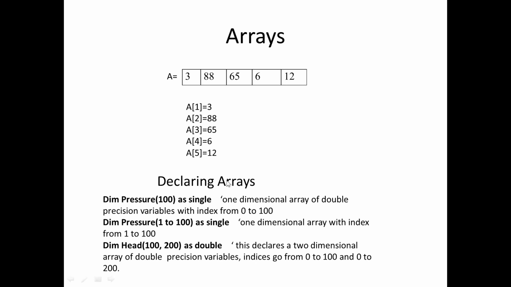And then a two-dimensional array is declared like this. So this has 100 columns and 200 rows. And then you follow the variable name with this syntax, which is the type of variables. So in this case, we have this array that has 100 values that are single precision. So that's how that would be set up.